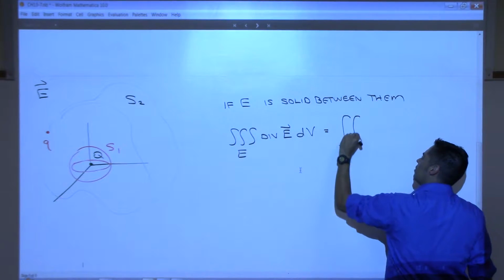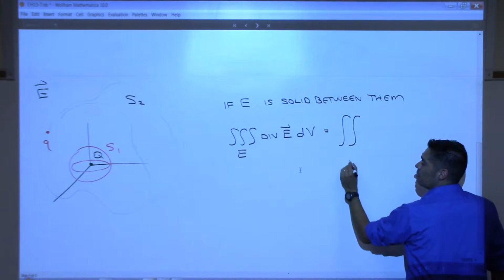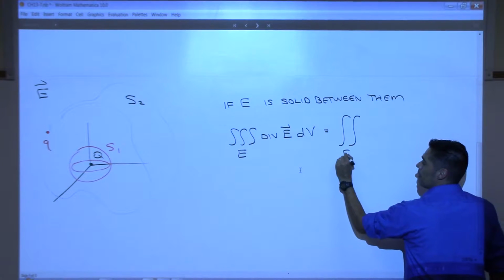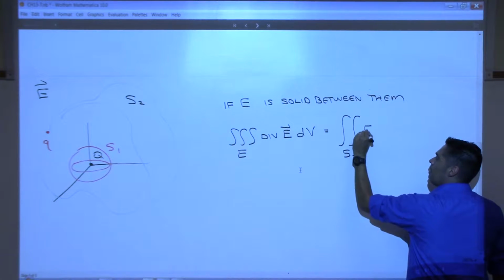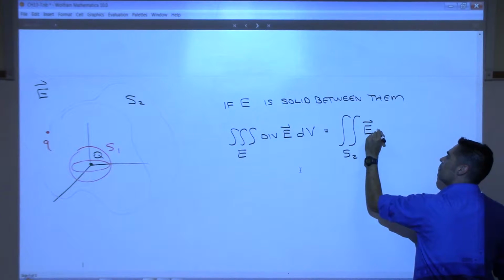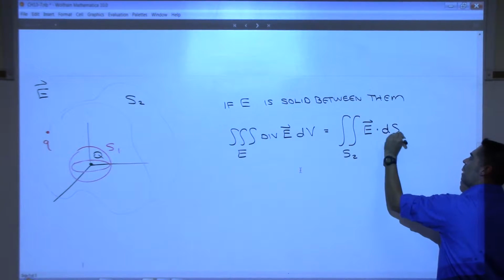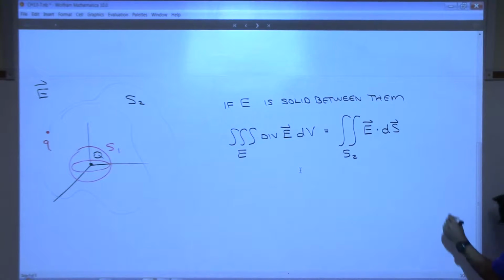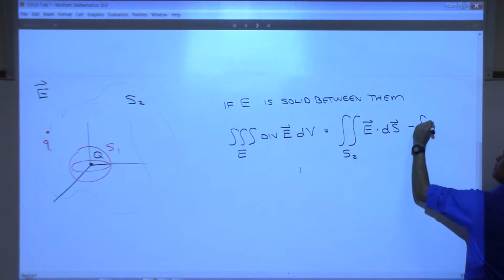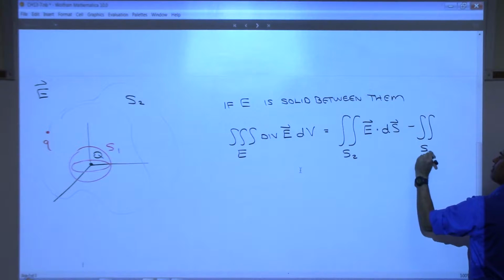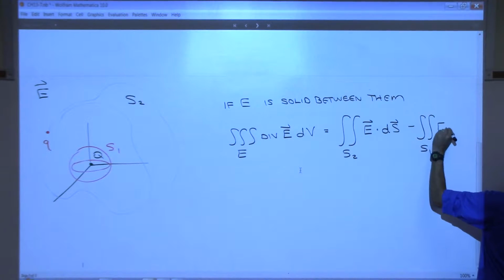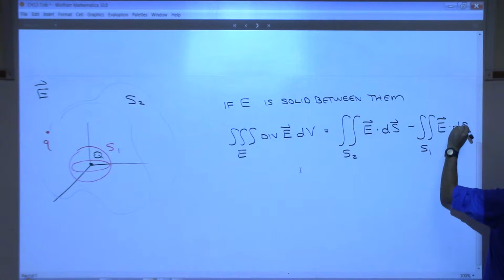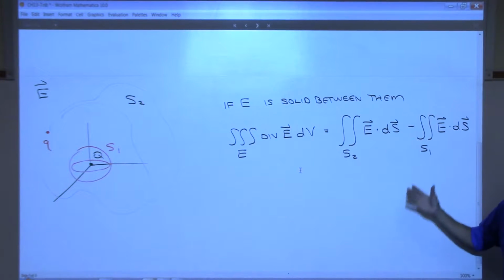The surface integral over S2 of E dot dS. It's still with respect to surface area, so dS. Then what? Minus surface integral over S1 of E dot dS. We still good?